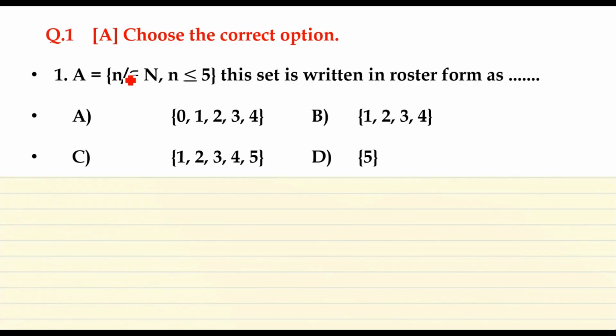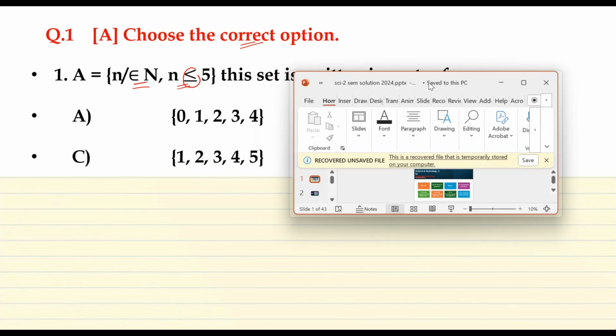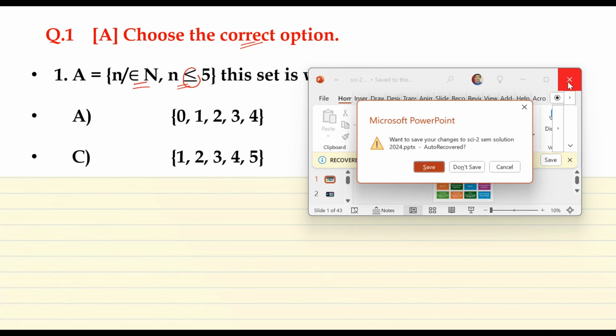So here are some questions we are starting now. Question number 1A is an MCQ type of question. On your screen you can see set A contains natural numbers n where n is less than or equal to 5, then in the roster form how can it be written?